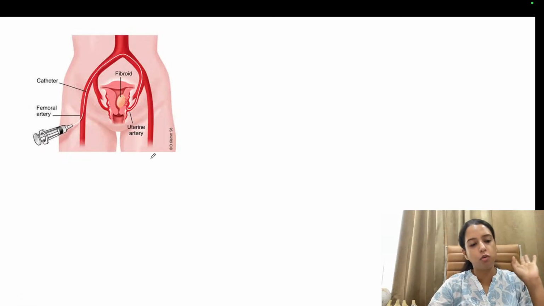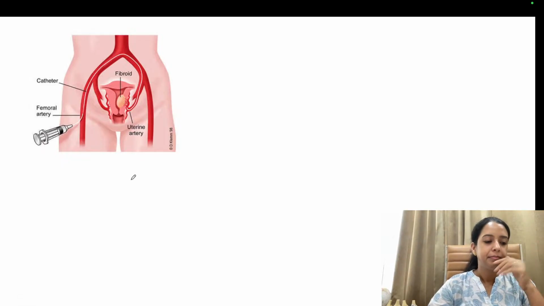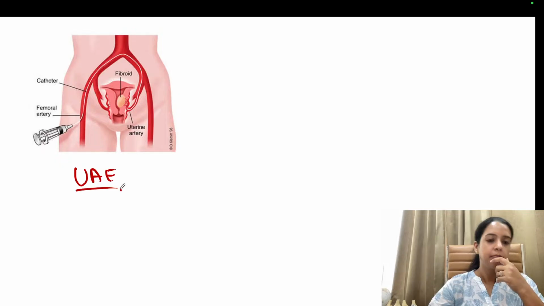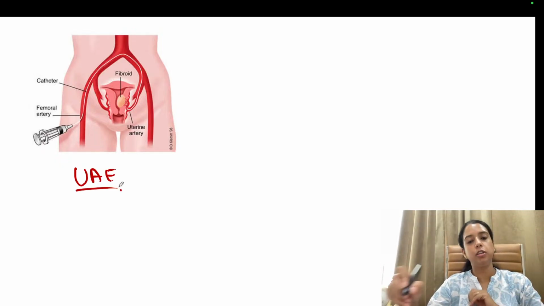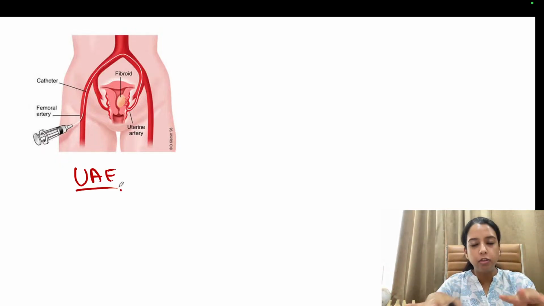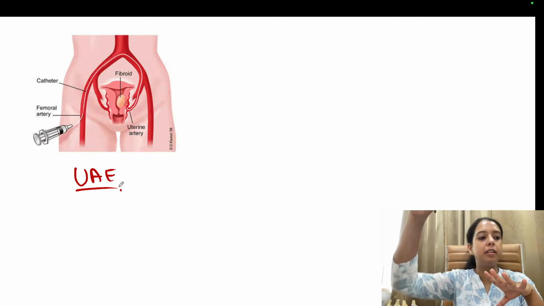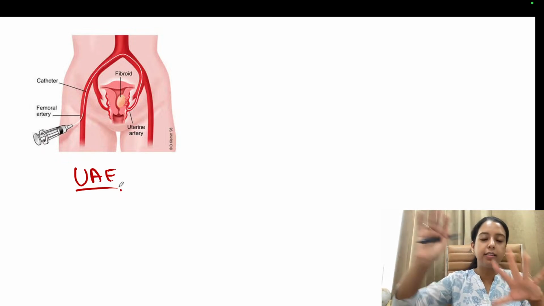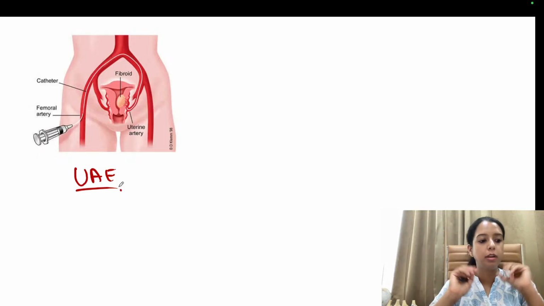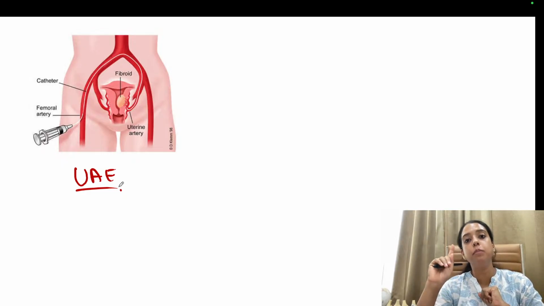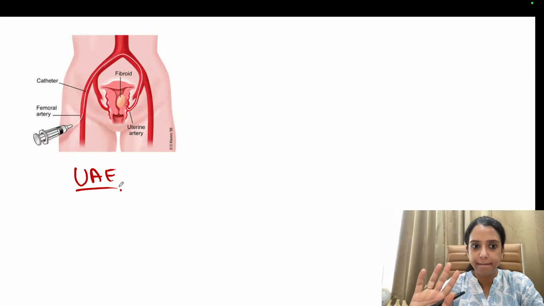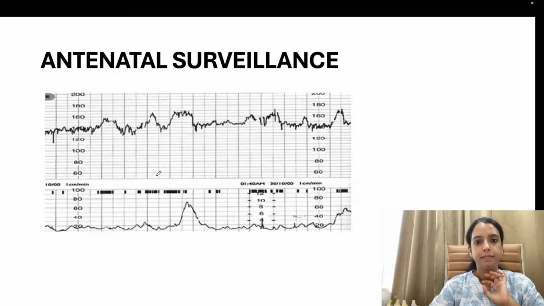Just write the short form, don't write full forms at all. Uterine artery embolization. Using radiological methods, I will insert the catheter under radiological guidance, inject some embolizing particles and will block the bleeding vessels. This is the diagram of uterine artery embolization. Okay? Remember this image.